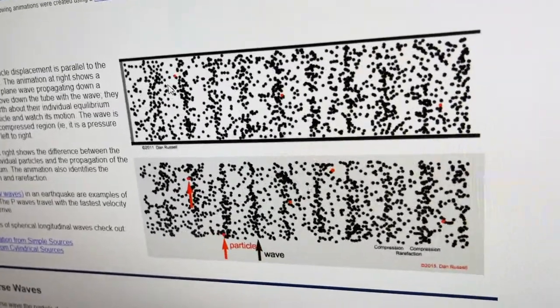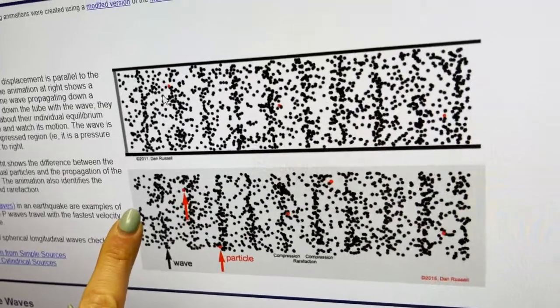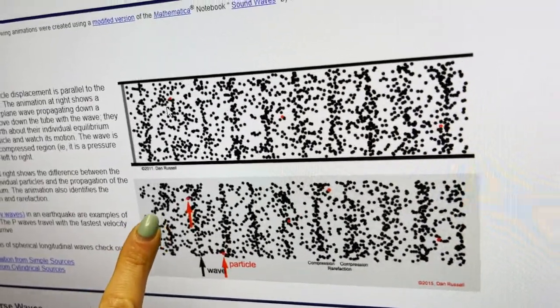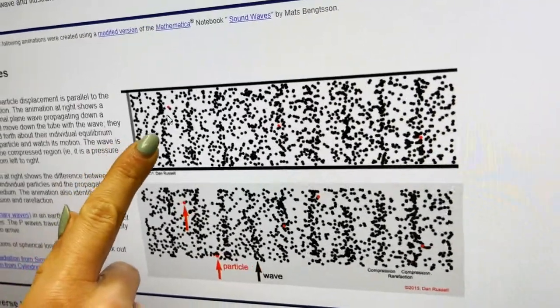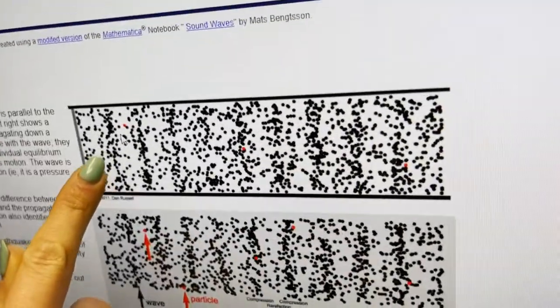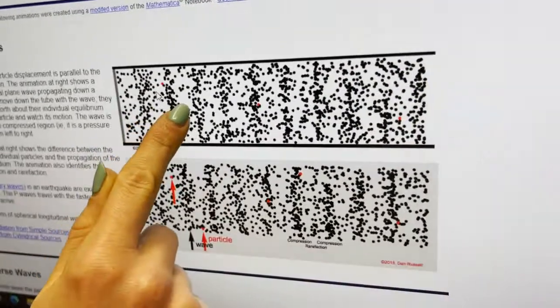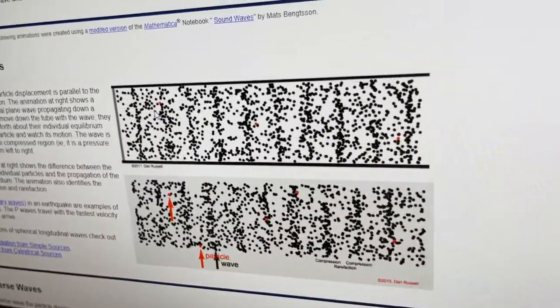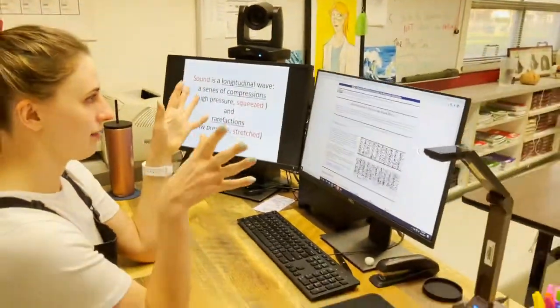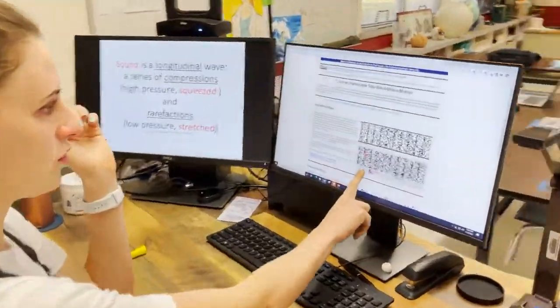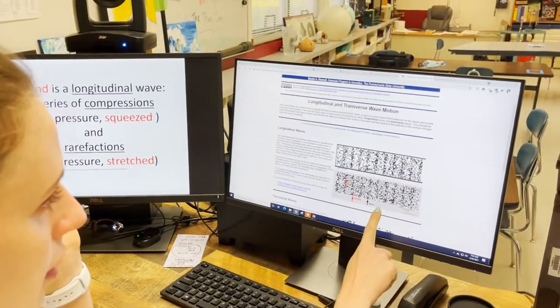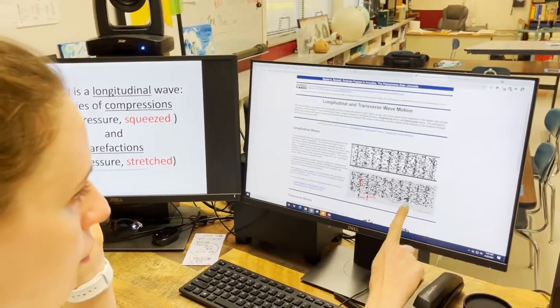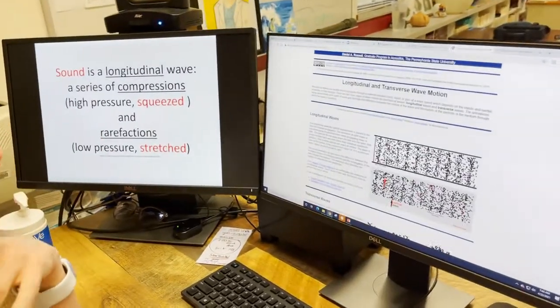Because we have squeezage, some compression, and we have stretching, rarefaction, you can see that high density and low density travels throughout the wave, that squeezing and stretching. That's traveling through space. If you take a step back, it looks just like how when you have waves, the wave is literally traveling. So that's what we see there.